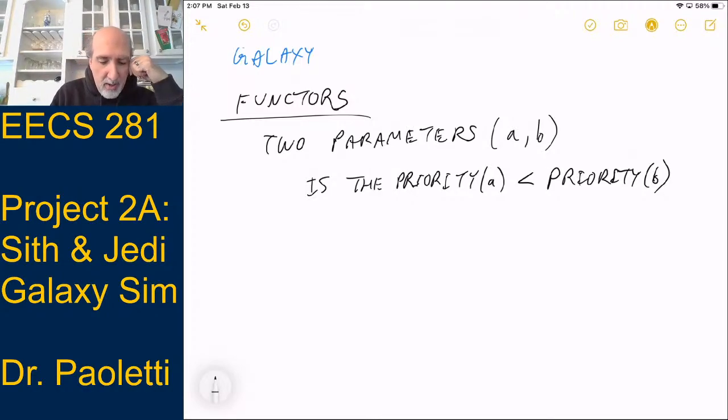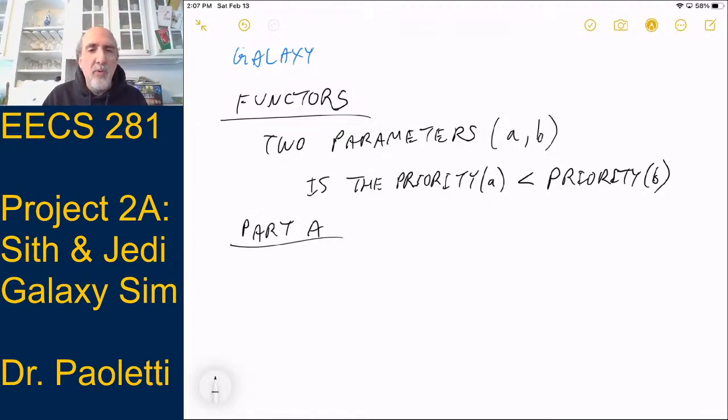Okay, so let's talk about Part A stuff specifically. Okay, so Part A, we've got to do the galactic simulation. One thing that's important about this one is there's a flag -v or --verbose.